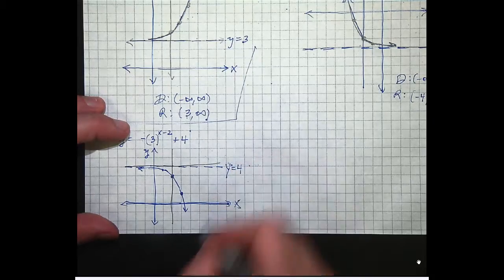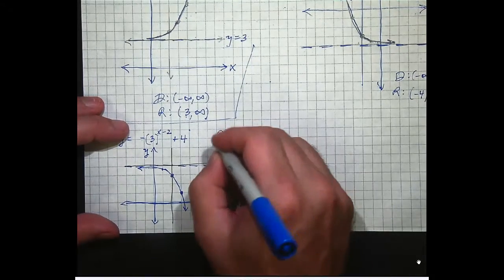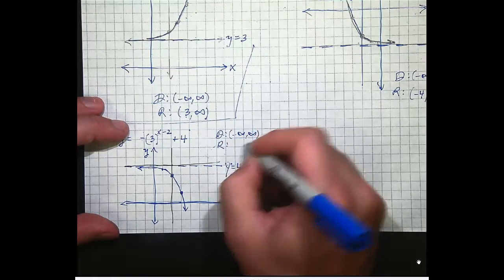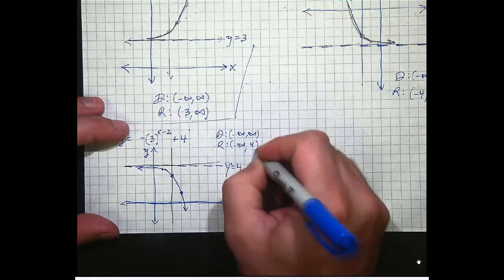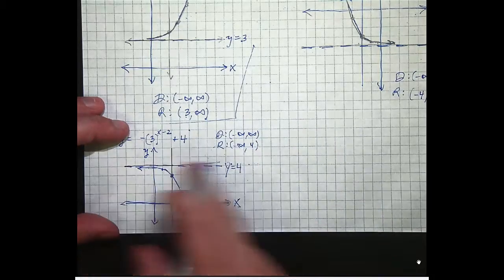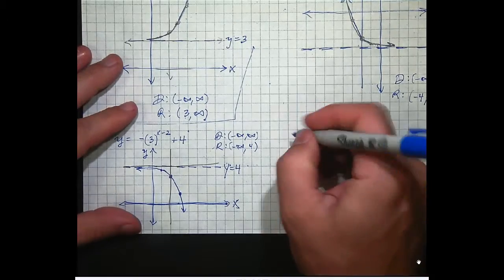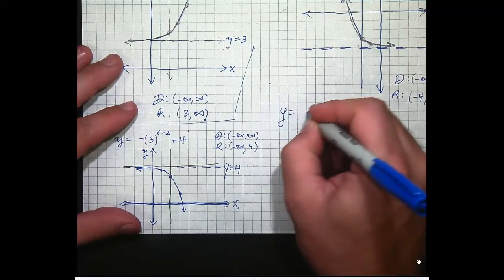y equals positive 4. The domain here, still negative infinity to infinity. The range would be negative infinity to 4, because now we're coming up from the bottom and we don't get past that point.